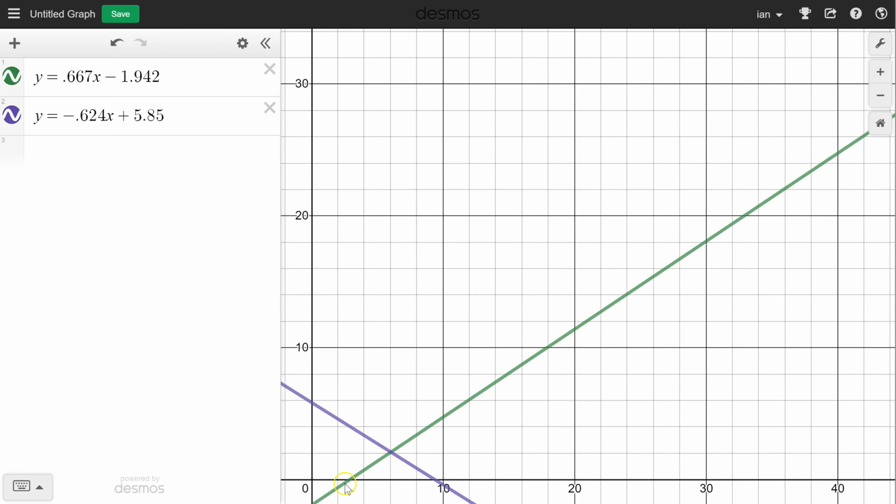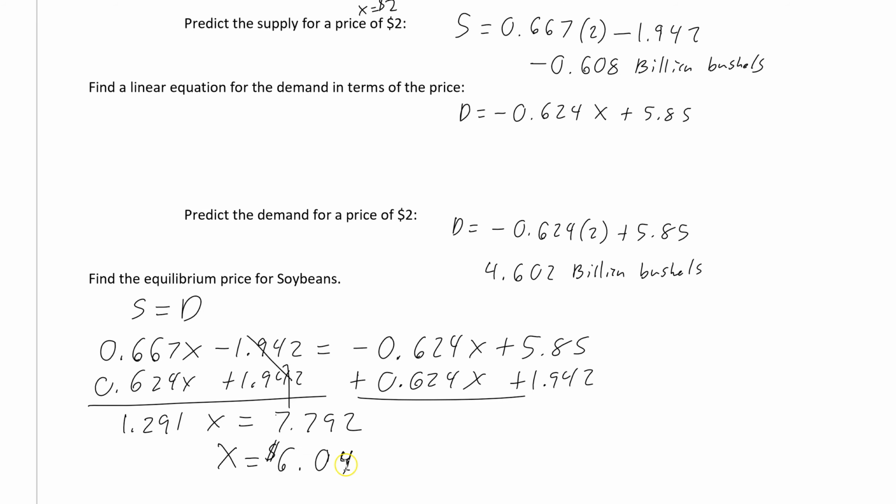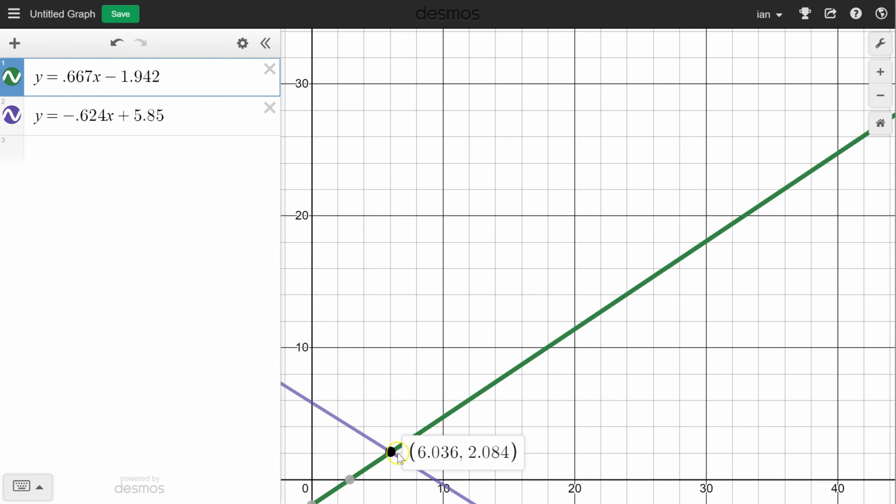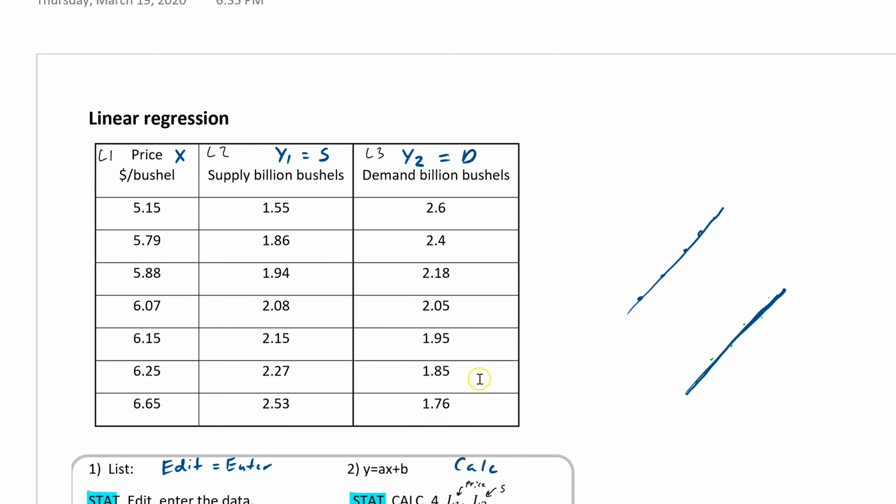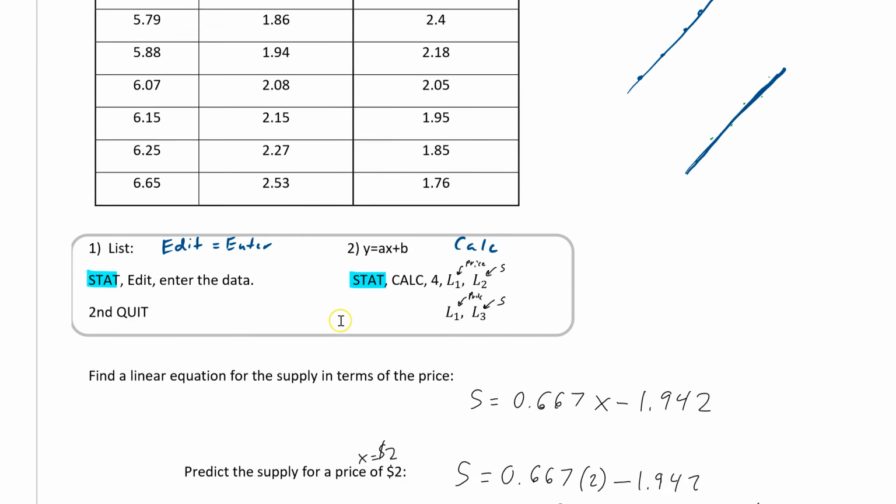You can actually see that that's when the supply actually starts. So really at $2.91 is when no one wants to sell it. It needs to be selling for more than $2.91. But as it increases right there at $6.04, which is what we got, we get an equilibrium. And that's where we get a supply of 2 billion bushels. So 2 billion bushels is what we would sell.